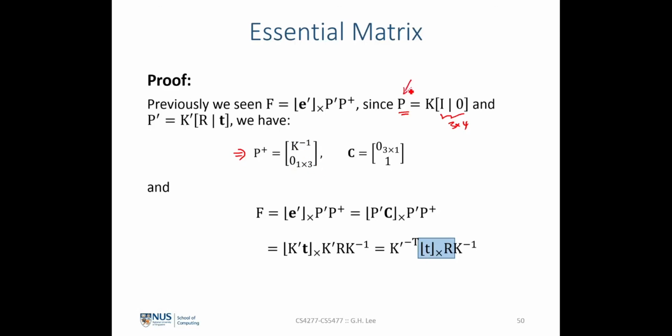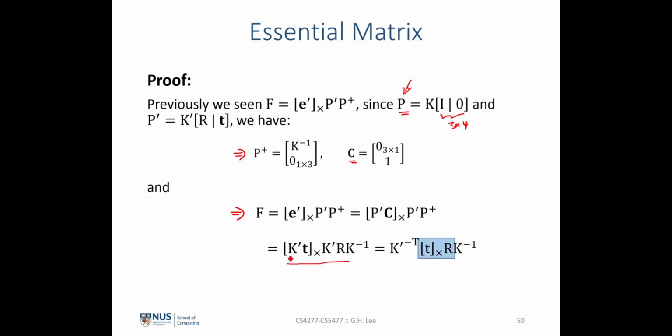Since the first camera is defined in the canonical frame, this means that the first camera center is going to be the origin of the world frame, because the camera coordinate frame is aligned with the world frame in this particular case. So now let's substitute these two equations, the pseudo inverse of the first camera projection matrix and the camera center of the first view, into the fundamental matrix equation over here. Working out the expression, we can see that it evaluates to this equation.